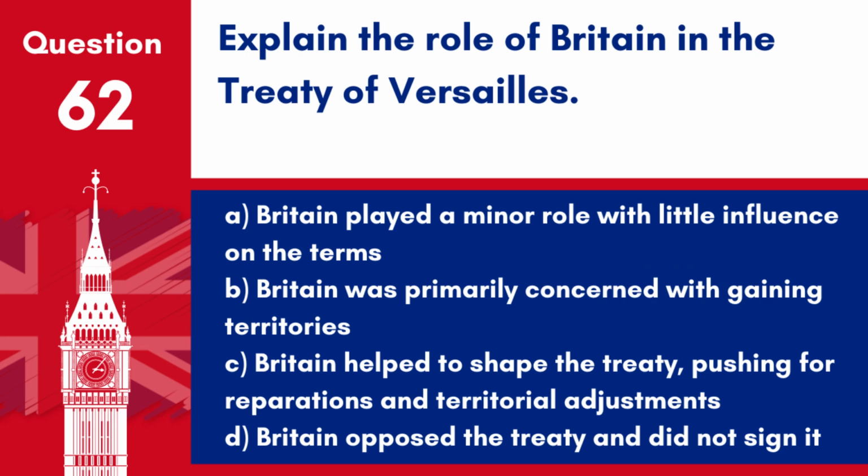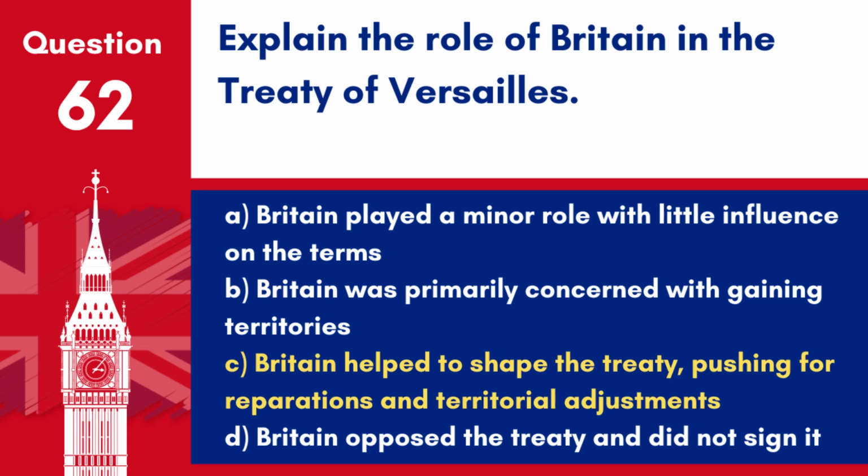Question 62. Explain the role of Britain in the Treaty of Versailles. A. Britain played a minor role with little influence on the terms. B. Britain was primarily concerned with gaining territories. C. Britain helped to shape the treaty, pushing for reparations and territorial adjustments. D. Britain opposed the treaty and did not sign it.